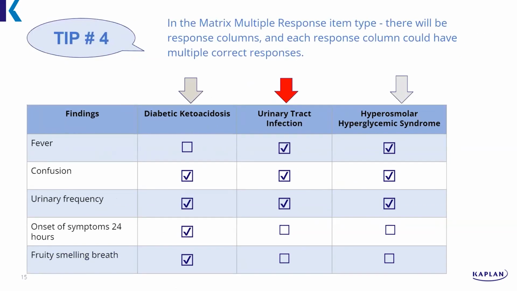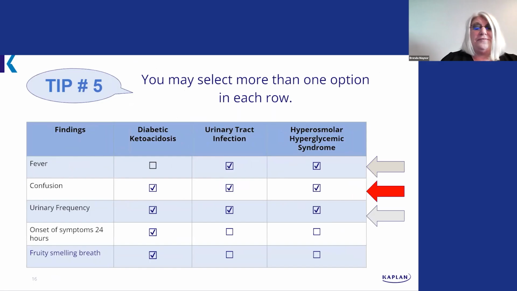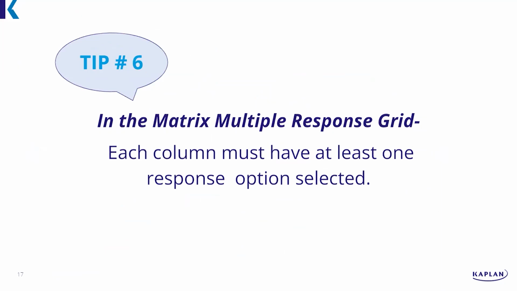Tip number 4, in the matrix multiple response item type, there will be response columns, and each response column could have multiple correct responses. Tip number 5, you may select more than one option in each row. Tip number 6, in the matrix multiple response grid, each column must have at least one response option selected.